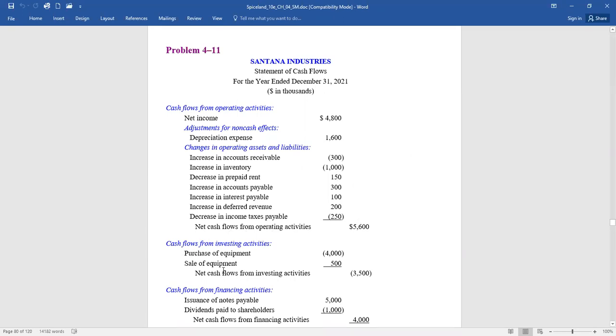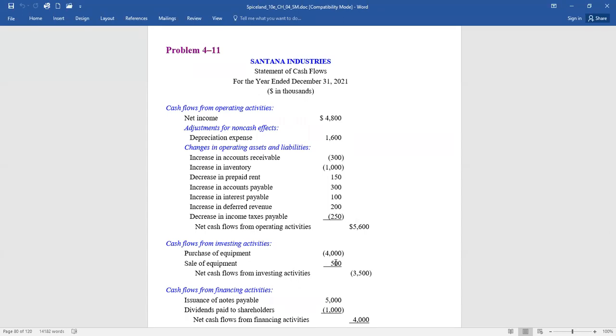The next thing we look at are cash flows from investing activities. Now we're looking at changes in long-term assets caused by cash. The only long-term asset this company has is equipment. Now, the equipment went from 12,000 to 14,500, but we don't report that change and walk away. No, we've got to look at the cash impact from equipment.